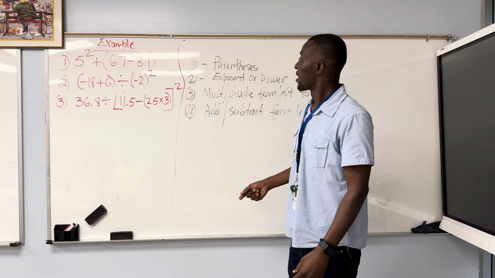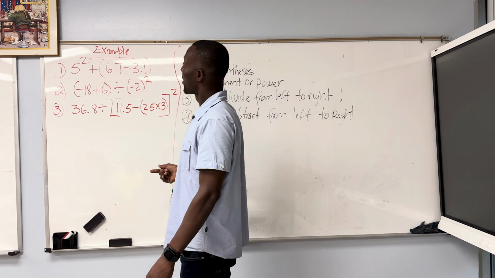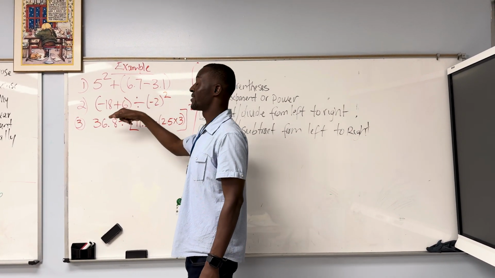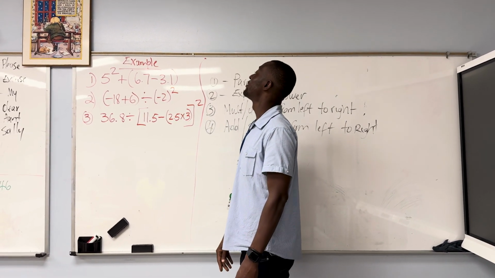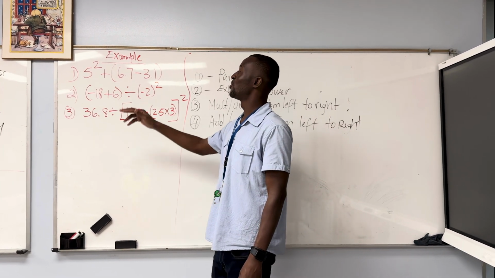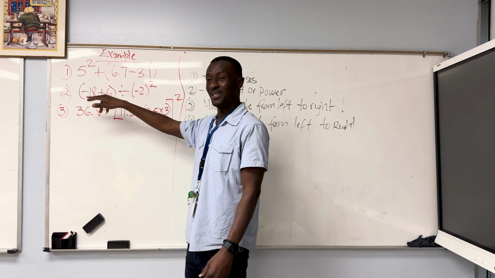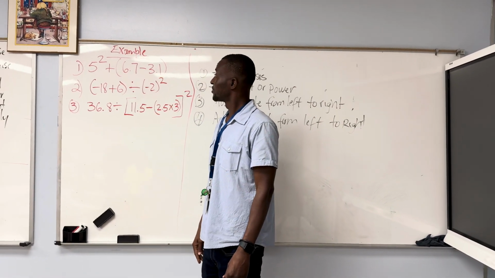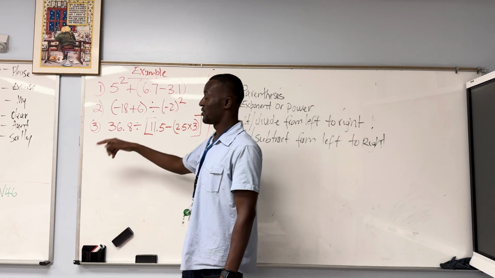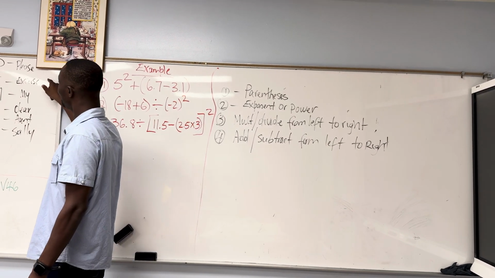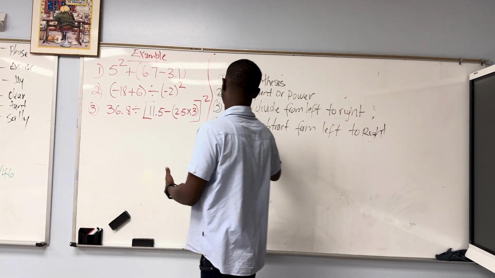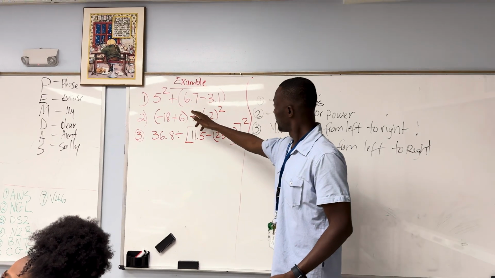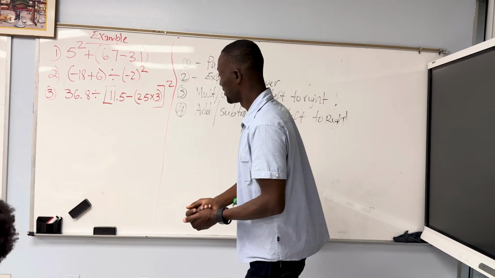So, let's say, for example, we have 5 to the second power plus parentheses 6.7 minus 3.1. Which one would we work first when you see these types of expressions? Based on what I just told you, we work with parentheses first. Is there any parentheses? Yes, parentheses.